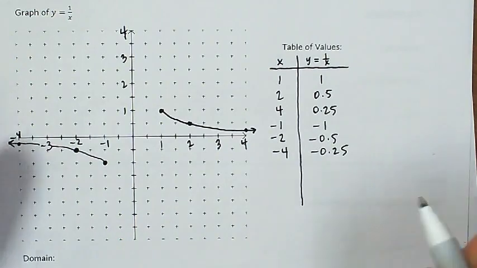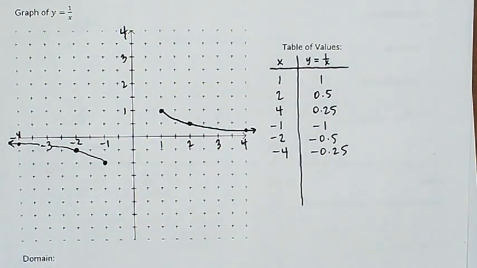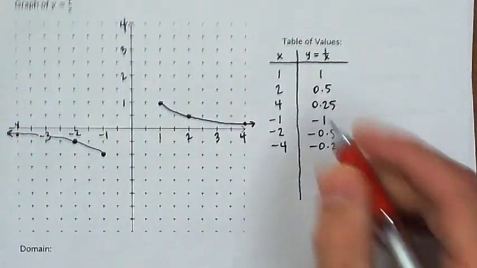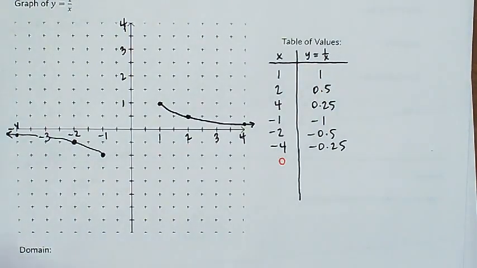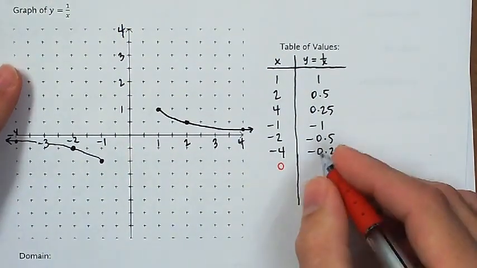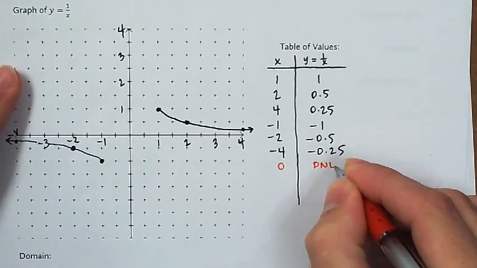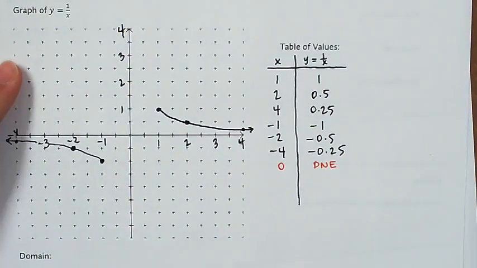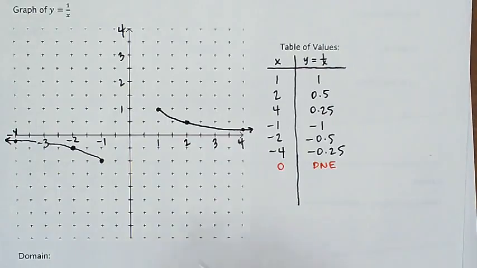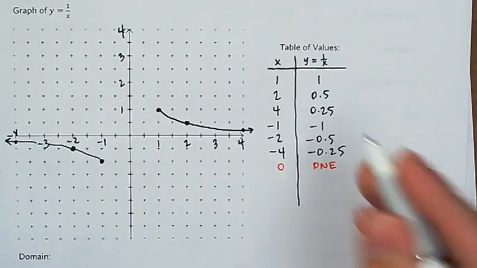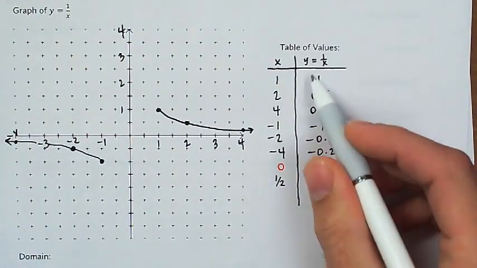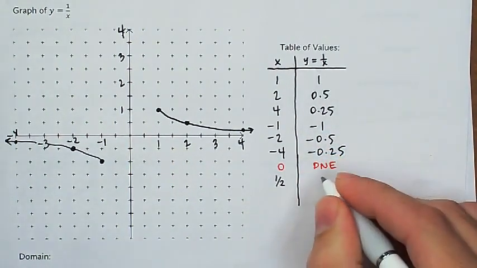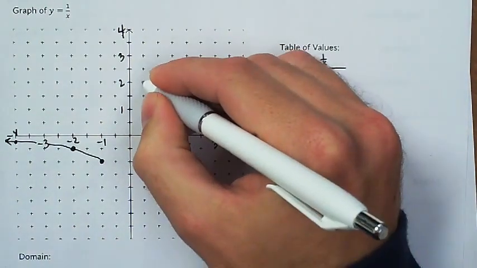Now you just have to think about what's going to happen between -1 and 1. Let's start with 0. If I plug in x equals 0, I'm going to get y equals 1 over 0, and that's not defined. That's not a real number, so I'm going to say does not exist. We'll come back to that in a second. I need to think of something else between -1 and 1 that isn't 0. Maybe I'll do a half. If x was a half, then y would be 1 over a half, which is 2. So (1/2, 2).